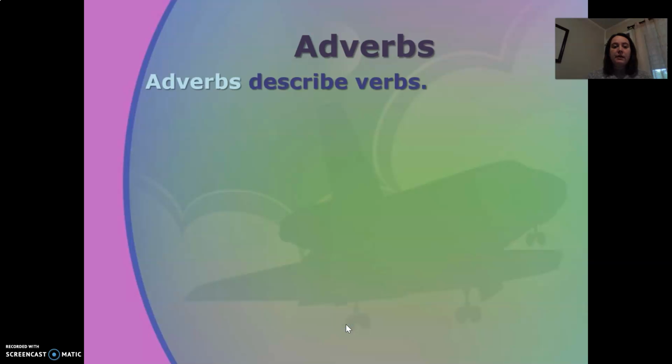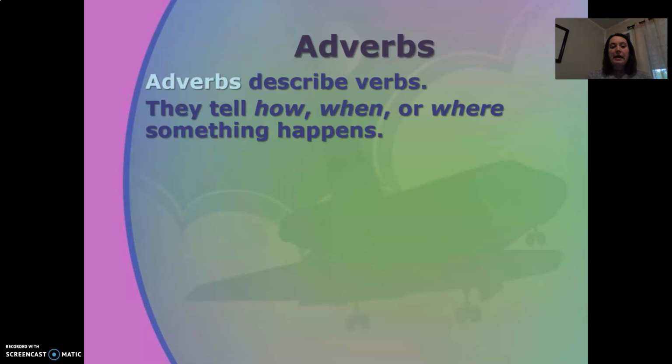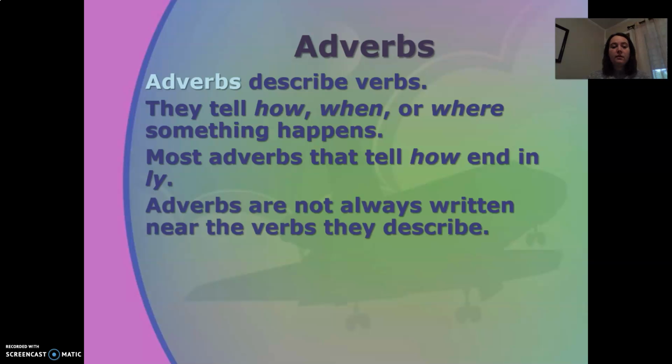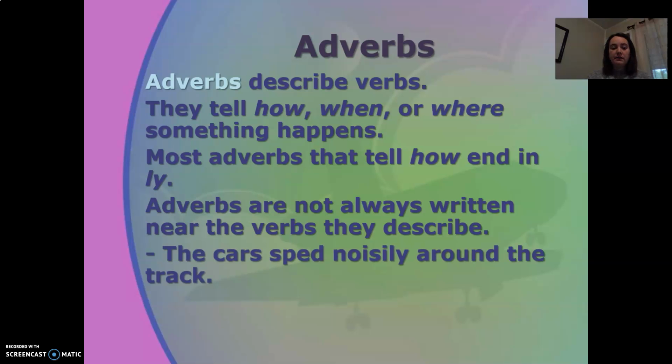Now adverbs, they describe verbs. They can tell how, when, or where something happens. So you're going to need to look for the word that shows action in the sentence, and then look for what words tell us more about that action. Most adverbs that tell how will end in ly. Adverbs are not always written near the verbs they describe. It can be anywhere in the sentence.